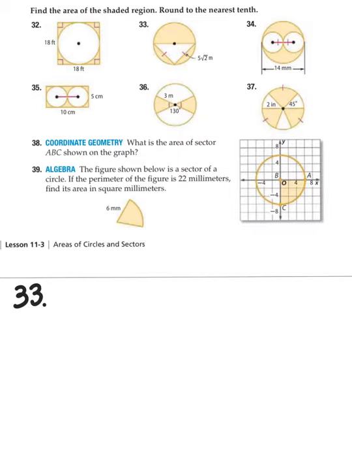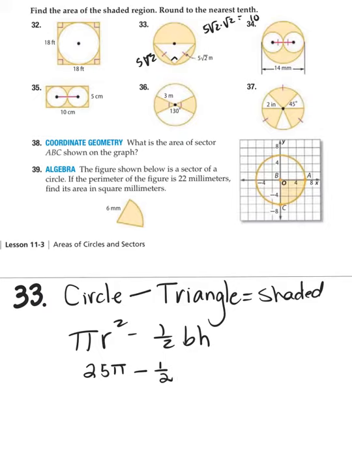So I've got a 5 root 2 and a 5 root 2. So to find the hypotenuse of a 45, 45, 90, once you're given the leg, you just take that leg and multiply it by root 2. So that's going to give me 10 as my diameter, or my radius is 5. So I'm going to have 25 pi as the area of the circle, and I've got to remove from that the area of my triangle.